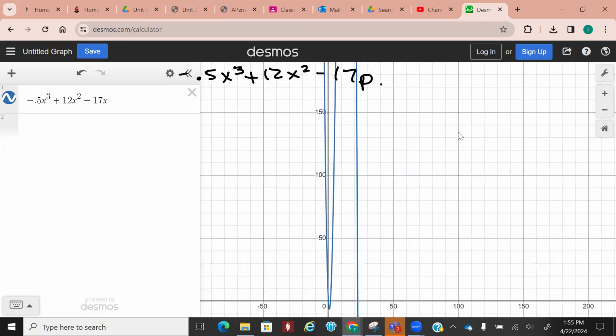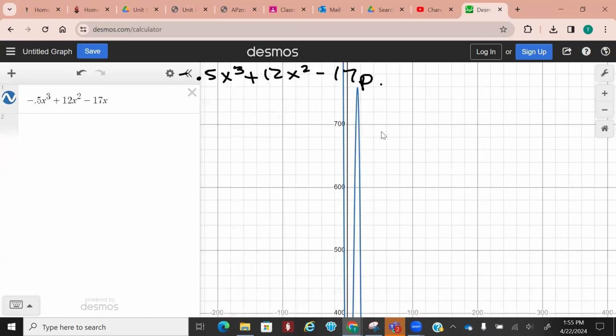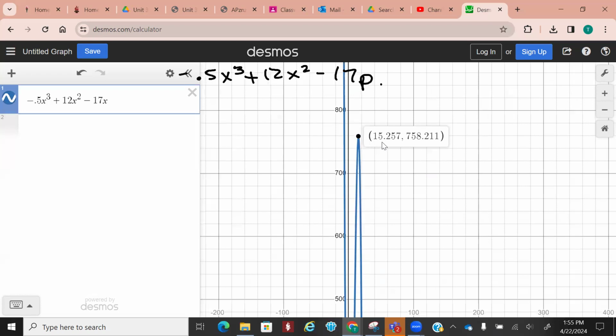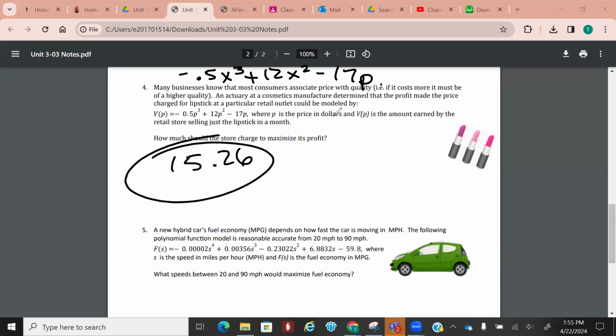So we're going to look at the highest value. That's right here. And what's the X value? X value is what we charged. That's 15.26. So if the store charged 15.26, this is going to be where it can maximize its profit, can make the most money. So you always want to use Desmos on this. Okay, on the next one, same thing.